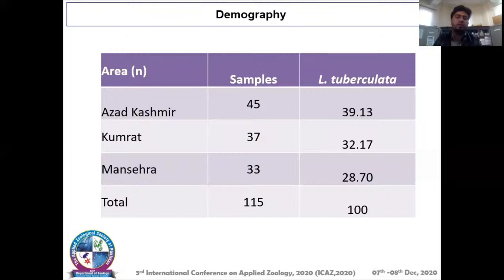And this is the overall demography of my research work. We have collected almost 115 blood samples from different areas of northern Pakistan. We collected 45 samples from Azad Kashmir, 37 from Kamrat area, and 33 from Mansehra. So this is the overall demography of our research work.